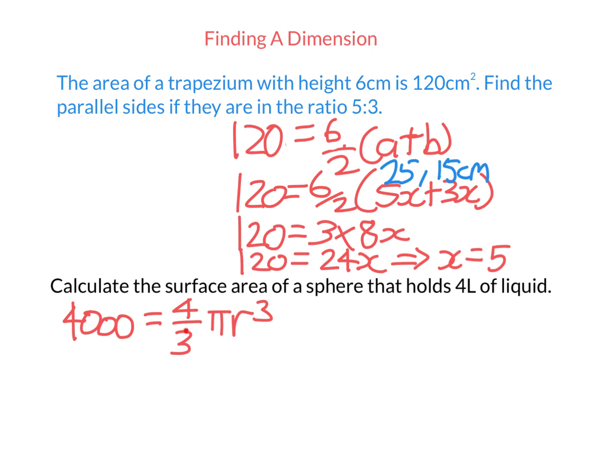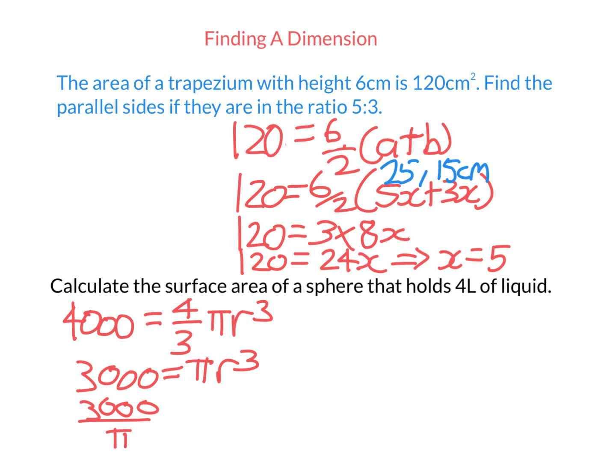So the first step in solving this is divide each side by 4 over 3. So I get 3,000 equals pi r cubed. I want to get r by itself, so I need to divide by pi. Now I'm not going to put 3,000 over pi on my calculator yet, because I'm going to use this in the next step of my equation. So I want it exact.